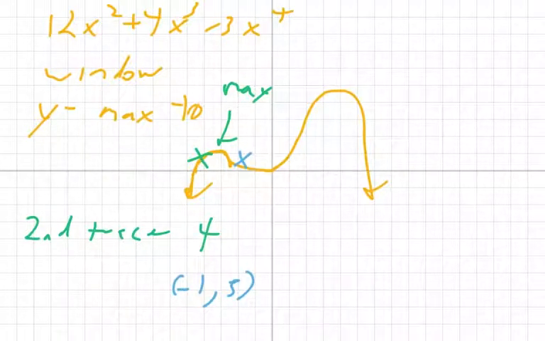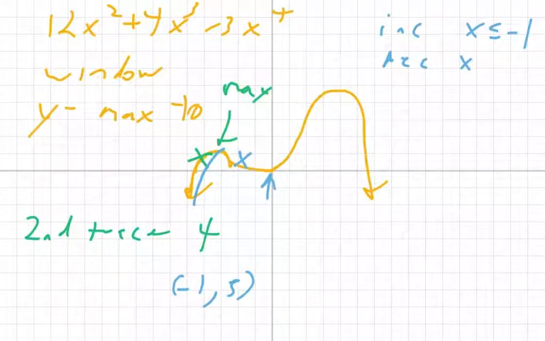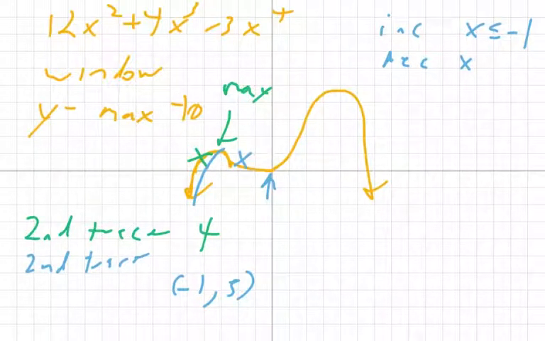So this graph starts out by going up. So it's increasing when x is less than or equal to -1. And then it immediately starts decreasing until we get right here. Now it looks like the minimum is at 0, 0. But once again I'm going to do second trace to get to my calculate menu and use number 3 instead of 4 in order to find a minimum.